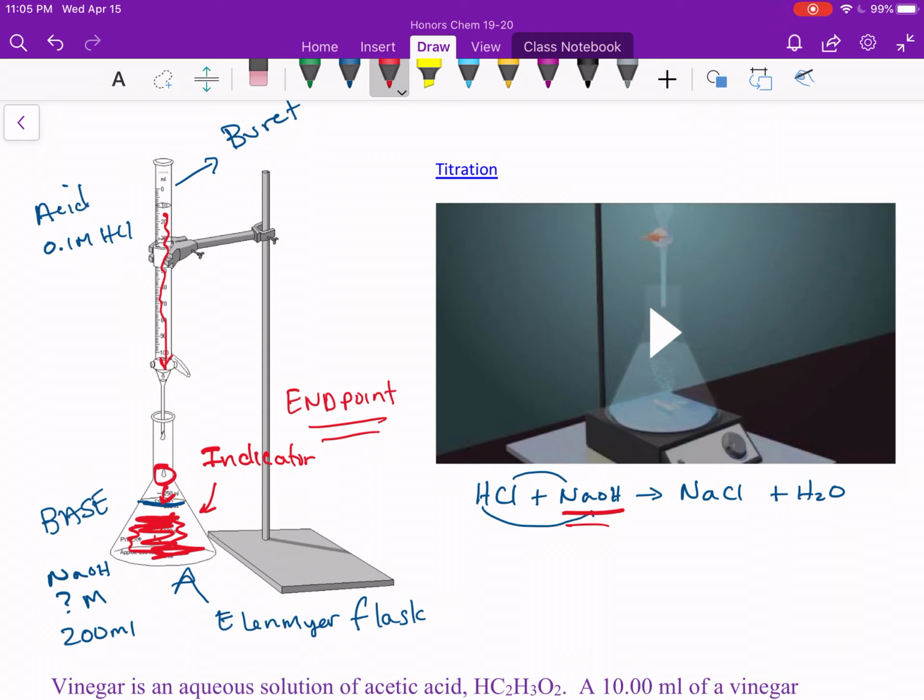because we can continue to add all we want to, but the best titration is when we see that color change with that single drop.